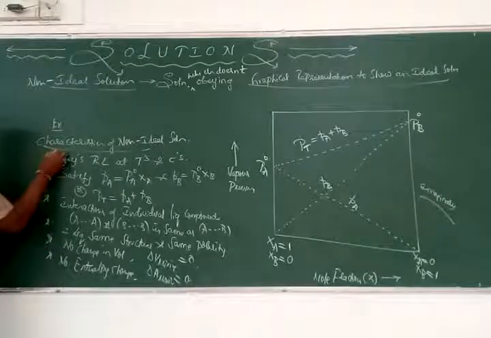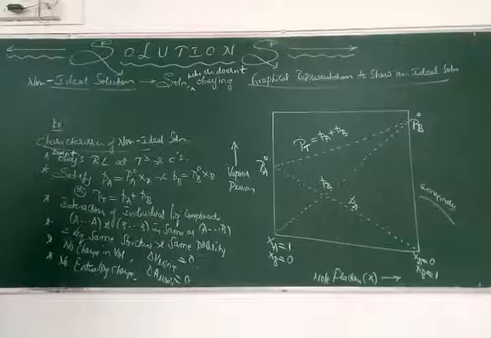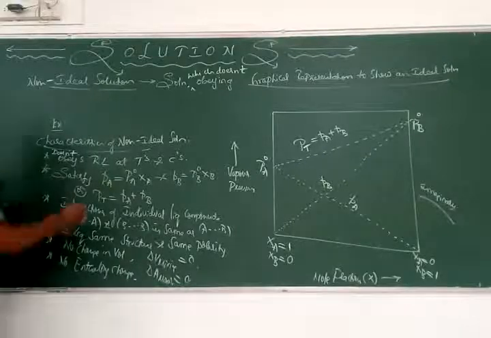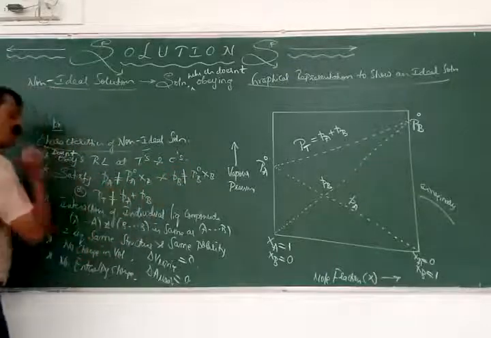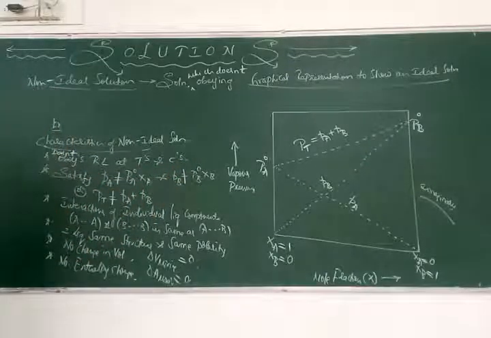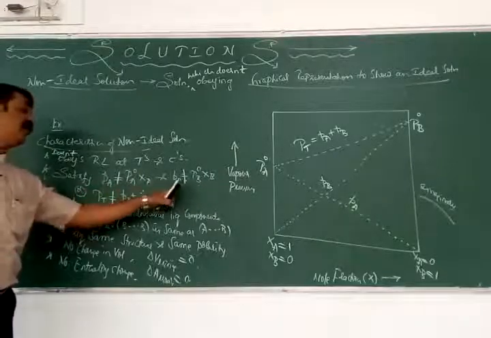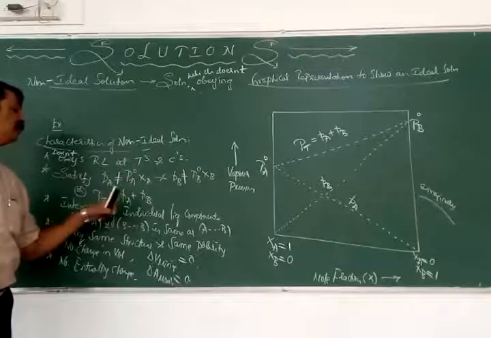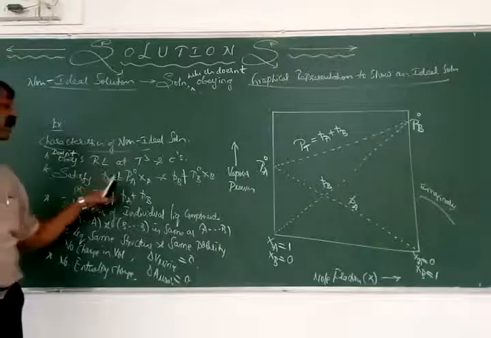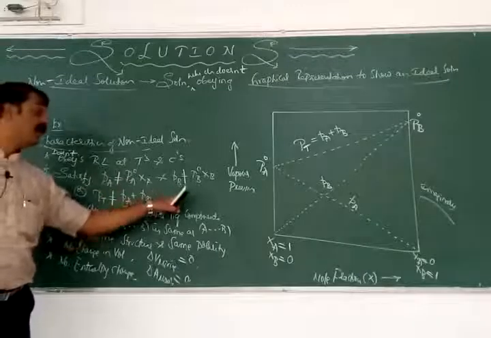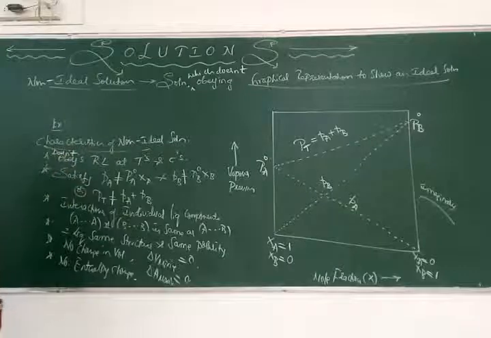It doesn't obey Raoult's law at all conditions of temperature and concentration. It satisfies PA not equal to PA naught into XA, PB not equal to PB naught into XB, and PT not equal to PA plus PB. Or indirectly, it doesn't satisfy PA equal to PA naught into XA, PB equal to PB naught into XB, or PT equal to PA plus PB.